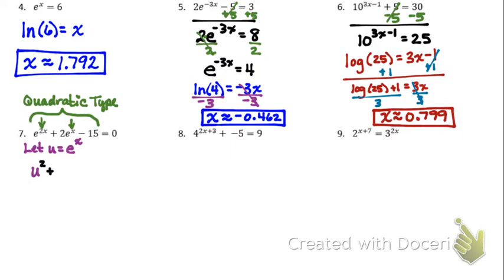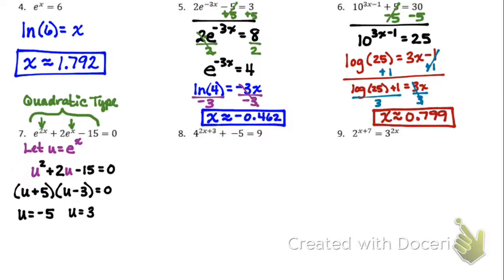Plus what? 2u minus 15 equals 0. Can we factor that? Absolutely we can. How would that factor? U plus 5, and I'm sorry, I didn't hear the other one. U minus 3 equals 0. So what are the two values for u? Negative 5 and positive 3.